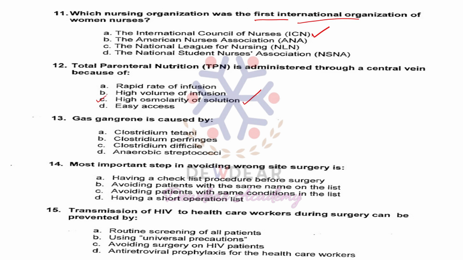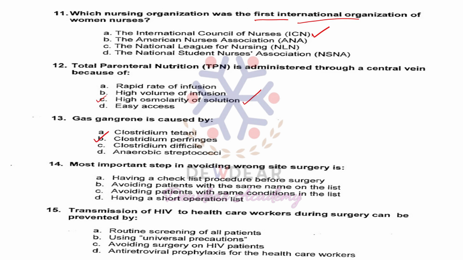Then question number 13. Gas gangrene is caused by. Options are Clostridium tetani, Clostridium perfringens, then Clostridium difficile and anaerobic streptococci. So correct answer is option B, that is Clostridium perfringens. Option B is the correct answer.